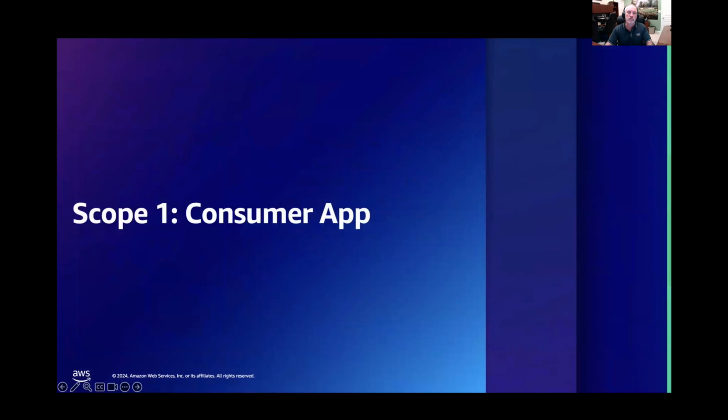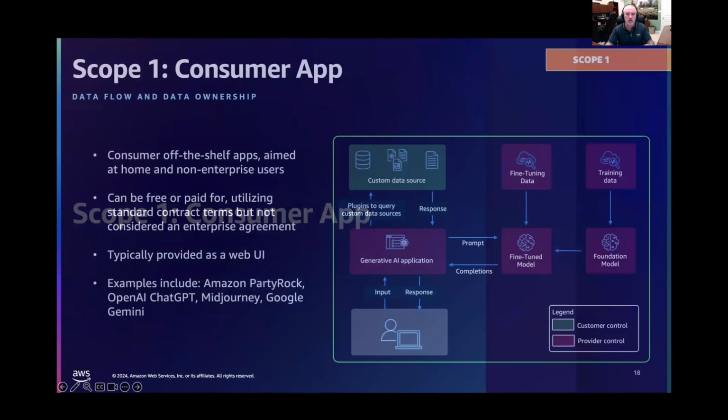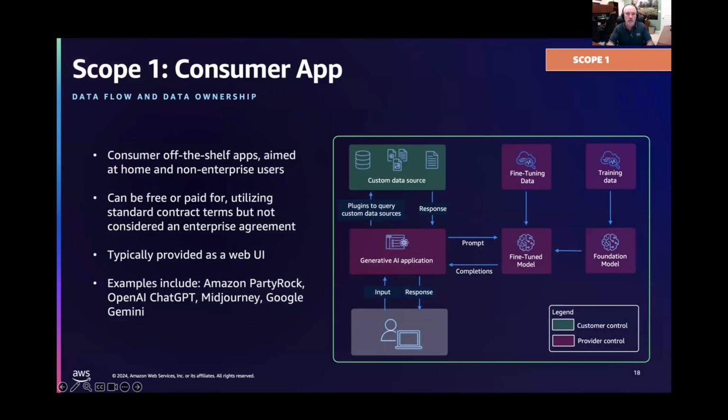But let's get into the various scopes and why we're here today to talk about the different types of applications out there. So if we look at the first scope, consumer apps. If you look at that diagram in the middle there, you'll see that most of the boxes here are purple. The purple boxes are under provider control, meaning as an enterprise, I don't have any access to affect those purple boxes. So in a consumer app, somebody else is providing the application. So if it's ChatGPT, for instance, somebody else is providing the application. I don't have any control about that.